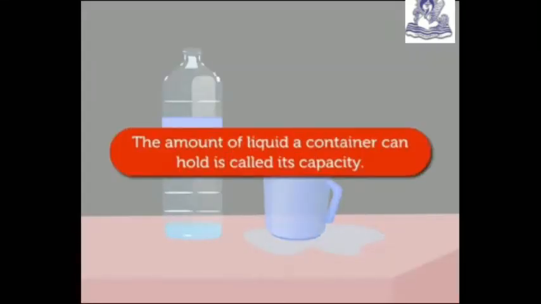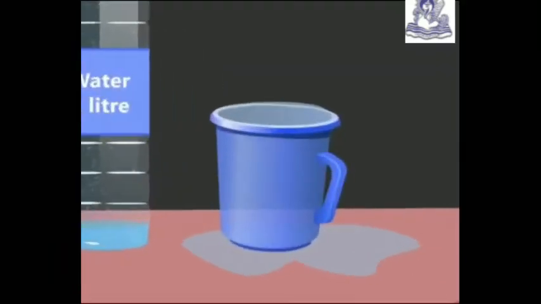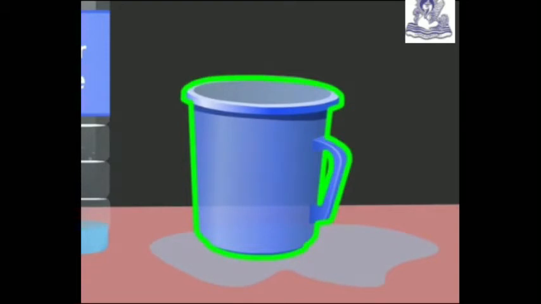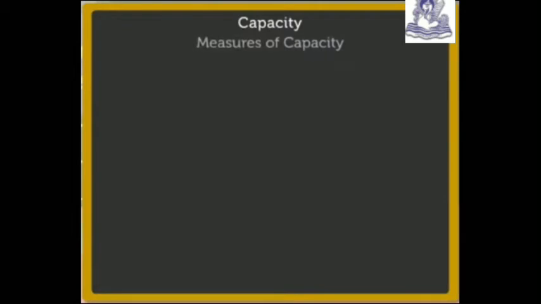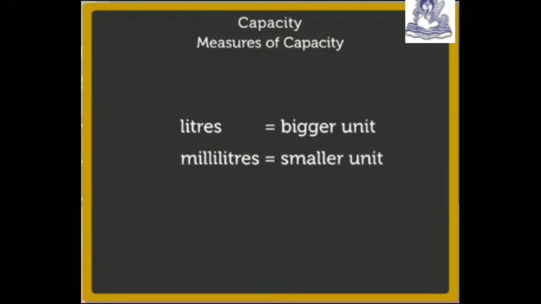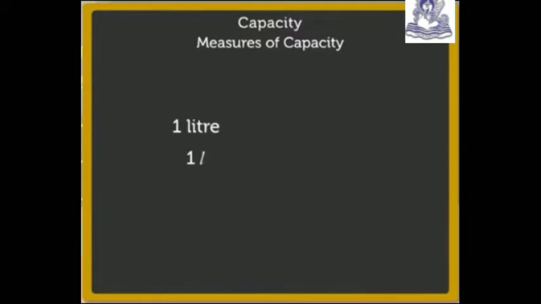The amount of liquid a container can hold is called its capacity. Here the amount of water that the jug is holding is called the capacity of the jug. We measure the capacity of a container in liters and milliliters. Liters is represented by L and milliliters is represented by ml. Liters is the bigger unit and milliliters is the smaller unit of capacity. 1 liter is equal to 1000 milliliters.